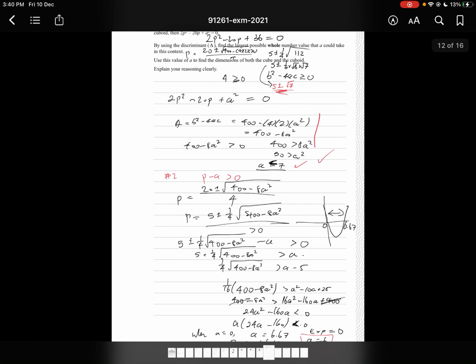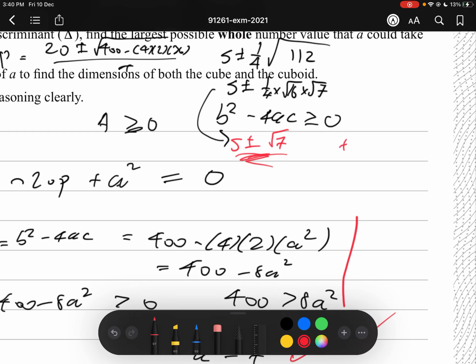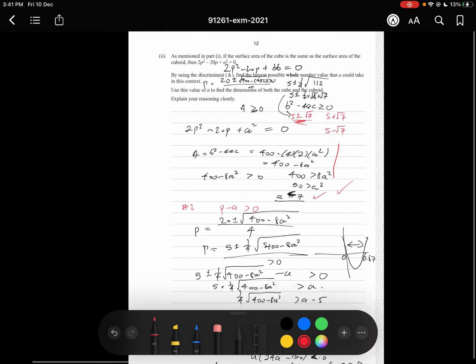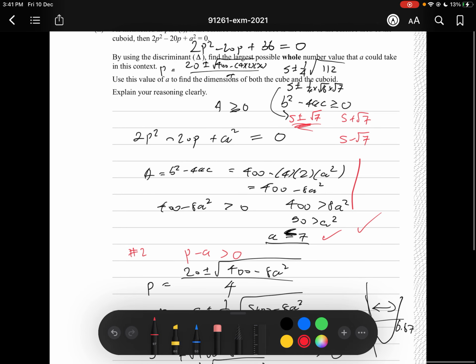Okay, so obviously one of these solutions won't be correct because we want everything to be positive. So we have 5 plus or minus square root of 7, so 5 plus root 7 and 5 minus root 7. And we had a equal to 6. So therefore this is our p-value. And 5 minus root 7 minus 6 is less than 0, so this is an invalid solution. So we're looking at 5 plus square root of 7.